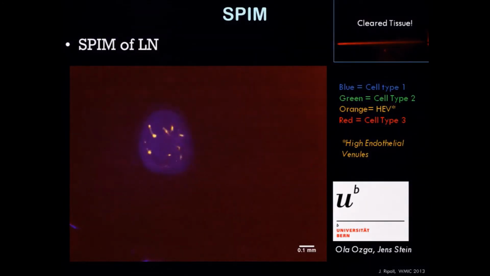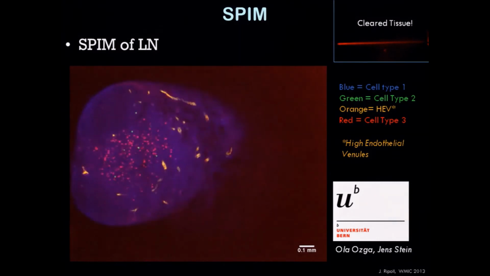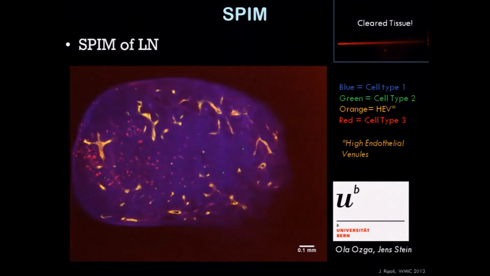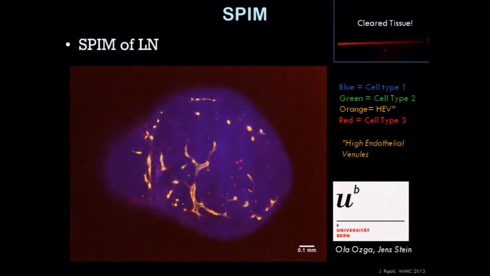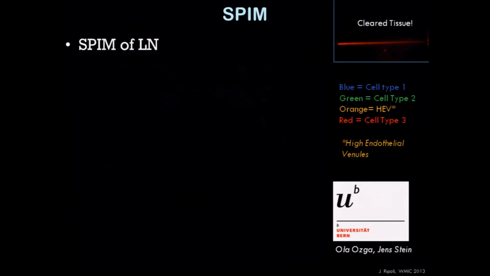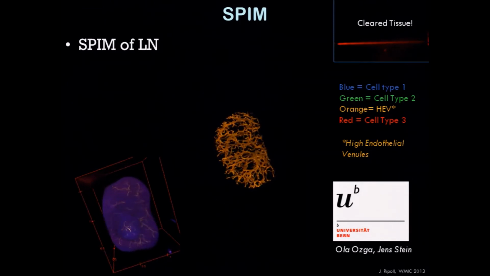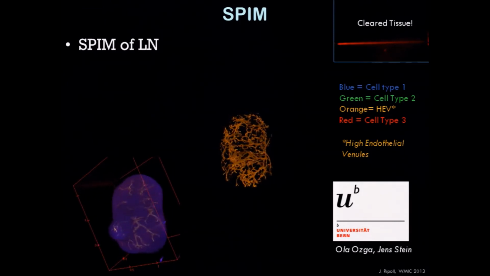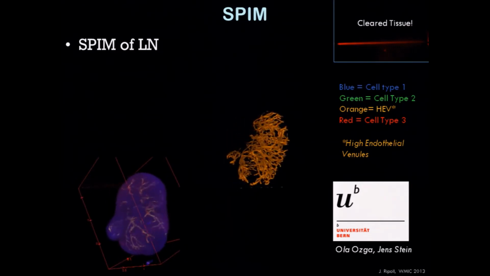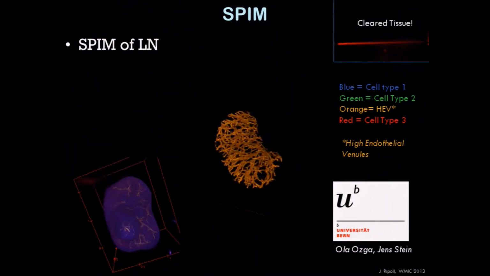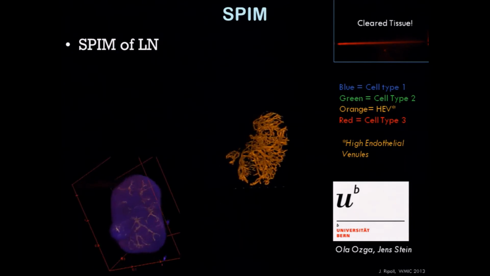This is an example. This is an excised lymph node that has been cleared. This is very important: the tissue has to be transparent, so we need to clear the tissue. It has been cleared and stained for 4 different cell types. What you see here in orange are the HEVs, the high endothelial venules, which look like this once you have this 3D reconstruction. With this technique, it's a direct method. You're actually looking at each of the slices, and then you can reconstruct a 3D volume. I think that's the main reason it has become so popular. And the good thing also is that it has very low photo bleaching.